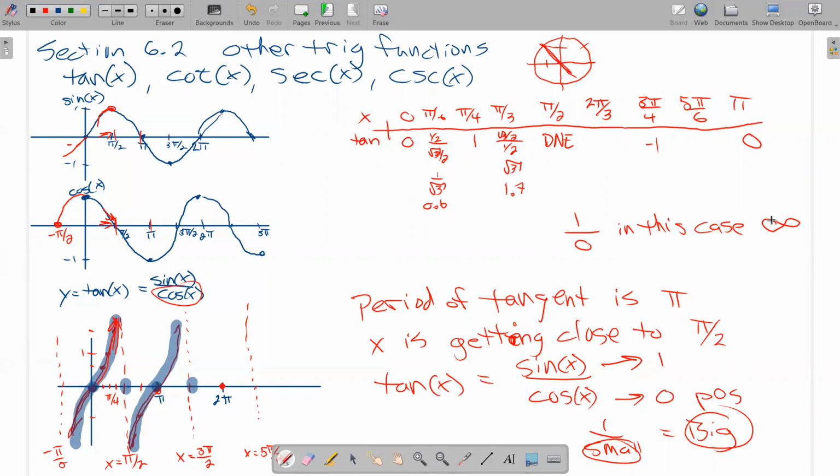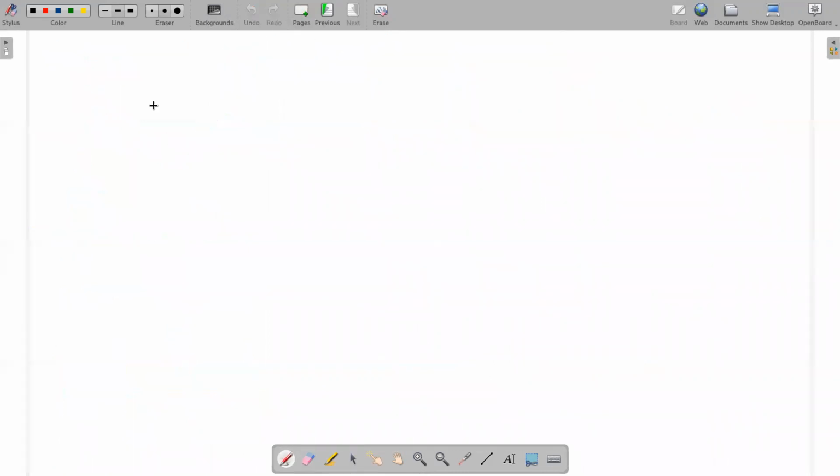If we look at the other direction here, let's get a new page to look at that. What's happening? Let's pick a different color.